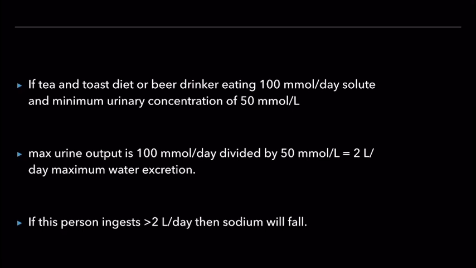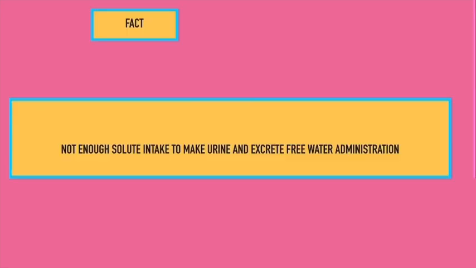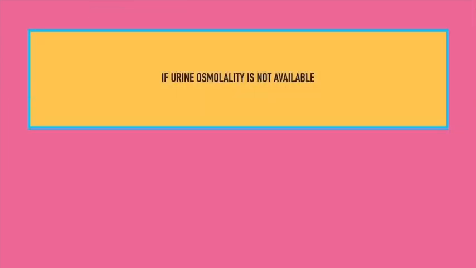It is 2 liter. And if this person ingests more than 2 liter per day water, the excess free water is retained in his body, and it results in hyponatremia. This is how tea and toast diet or beer drinking habits lead to hyponatremia. The basic pathology is actually low solute intake. So there is not enough solute intake to make urine and excrete free water. This results in hyponatremia.